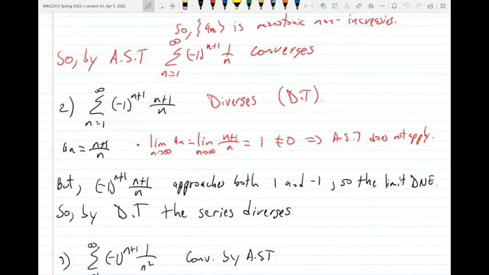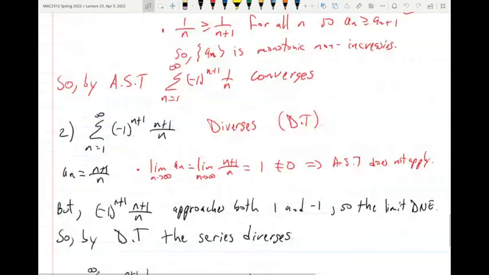Because if this limit is equal to 1, then that means this sequence is going to be oscillating. It's going to be getting closer and closer to two values, positive 1 and negative 1. So the limit does not exist. In particular, it's not equal to 0. So you can use the divergence test to justify that the series diverges.